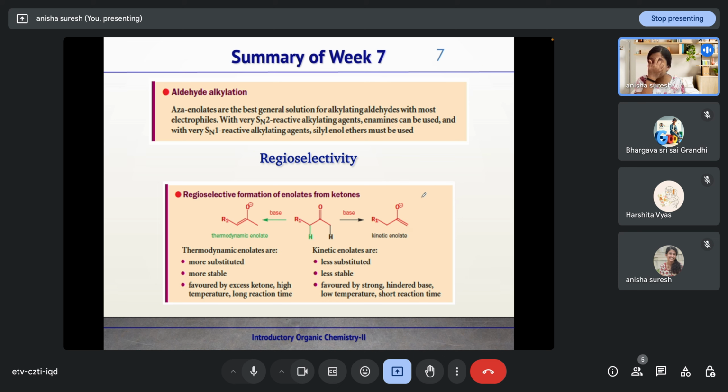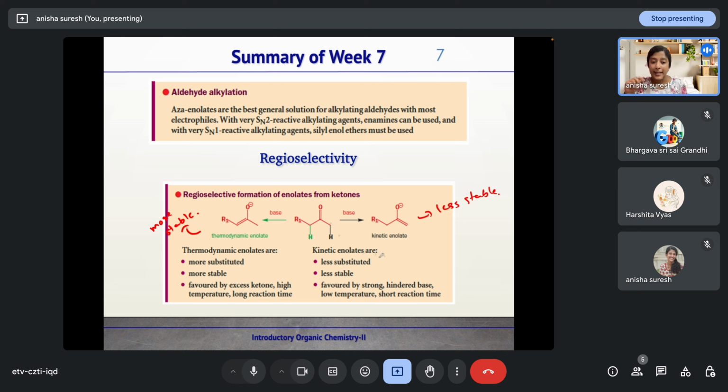So when we are considering a normal alkene, the less substituted alkene will be less stable compared to the more substituted alkene. So this thermodynamic enolate will be more stable, hence it should be the more substituted enolate. This will be less stable. So similar to alkenes, we are considering this kinetic enolate and thermodynamic enolate.